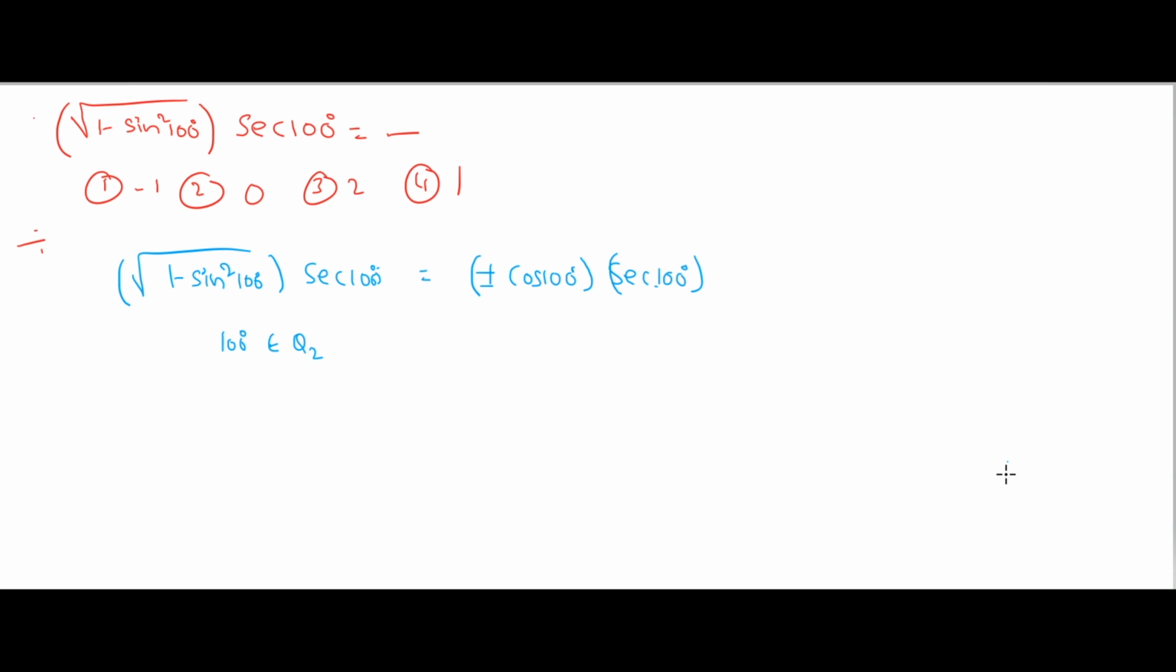Here 100 degrees belongs to Q2, so the sign is plus or minus. In the second quadrant, cos is negative, that is minus cos 100 degrees into sec 100 degrees, which is written as 1 by cos 100 degrees. Cos 100 cancelled, that is equal to minus 1, answer. First option is correct.